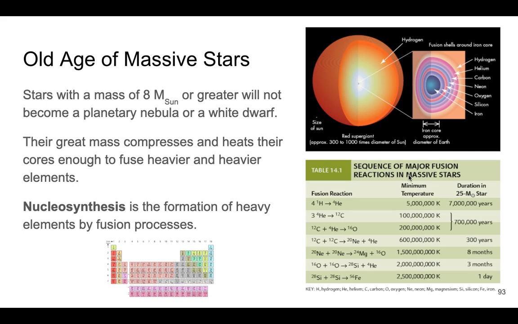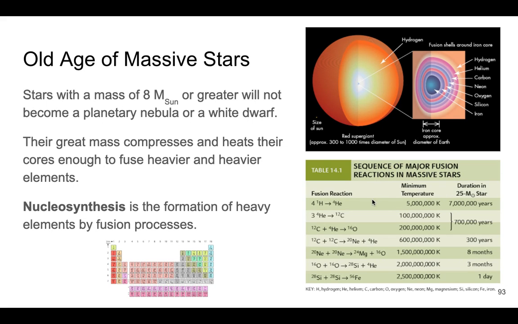So, yeah, and I'll go through this chart a little quickly. If you're watching this on your phone, this text is going to be too small to read. But let's see. This is how long each of these stages lasts in a 25 solar mass star. So the biggest part of its life will be fusing hydrogen into helium. And the minimum temperature required in the core for that is 5 million degrees Kelvin. And this 25 solar mass star, so its mass is 25 times the mass of the sun, it'll do that for about 7 million years.